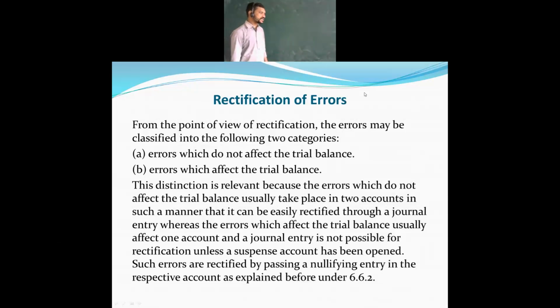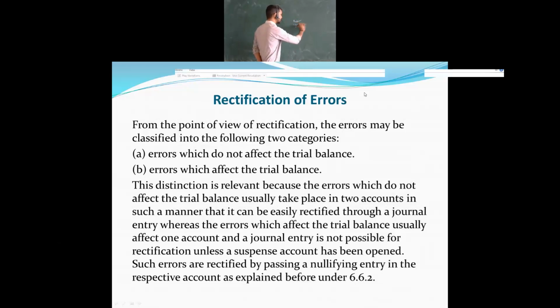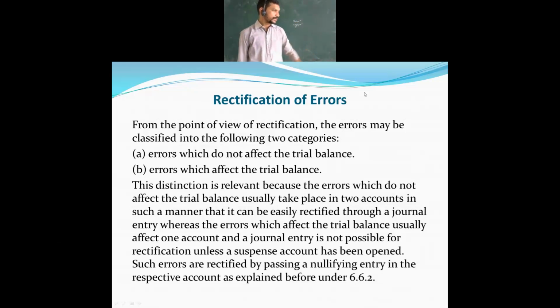See, this distinction is relevant because the errors which do not affect the trial balance usually take place in two accounts in such a manner that they may be easily rectified through journal entries. Two accounts means, here I took two, rent one and wages one. Got the things? One account, two accounts. Two accounts will be affected here in a manner easily rectified. Now, this you can easily rectify, easily find out.